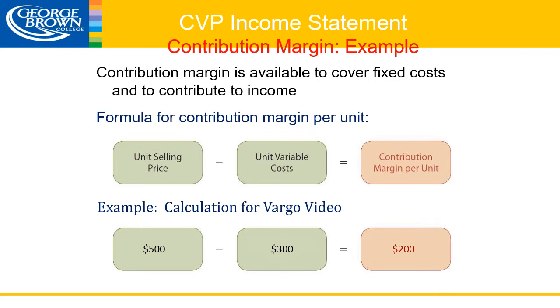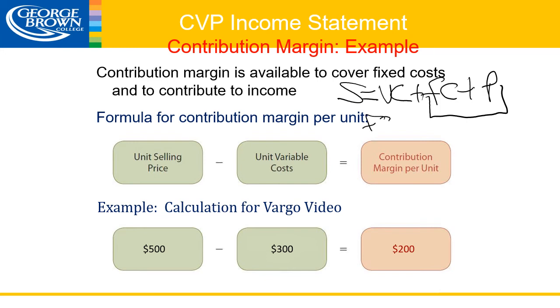If our sales are equal to our variable costs plus our fixed costs plus our profit, and our contribution margin is the amount of money that goes towards covering our fixed costs and our profit, we can rearrange this equation to solve for fixed costs plus profit. It becomes fixed costs plus profit equals sales minus variable costs. So our contribution margin is equal to our sales minus our variable costs.